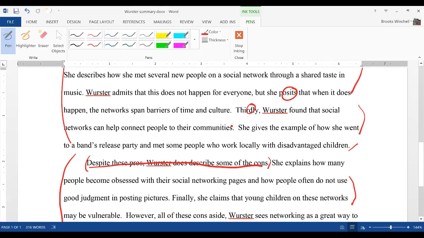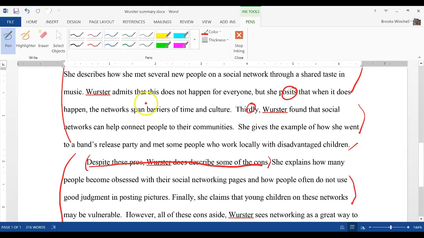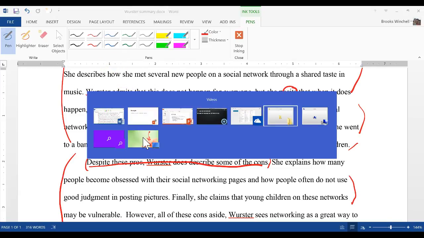So I would say that would be a pretty good example of a summary, and that's the kind of thing I'm going to be looking for in a single author's summary. So let's flip back to the PowerPoint. And let's wrap up summaries.